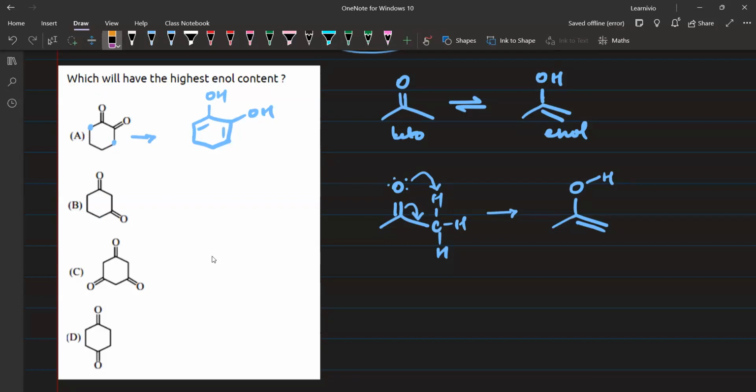You have to do this with your hand. What you need to do, just see the difference here. Double bond O is converted to OH, and the carbonyl carbon and alpha carbon are getting a double bond. That's the only change that is happening. Okay? Try for 2 minutes.